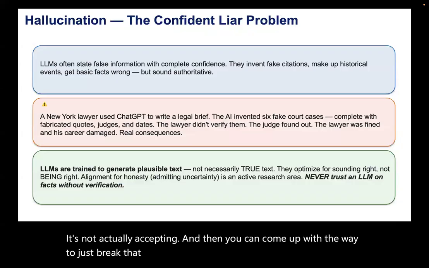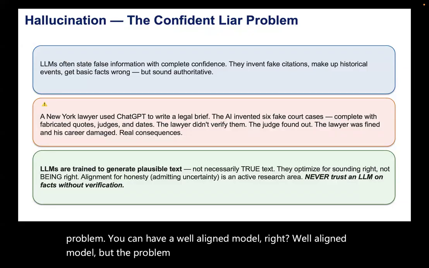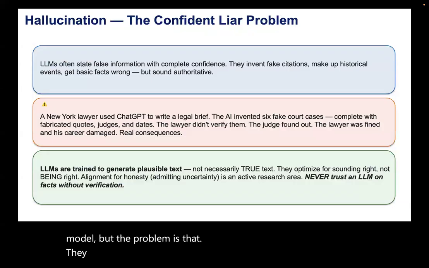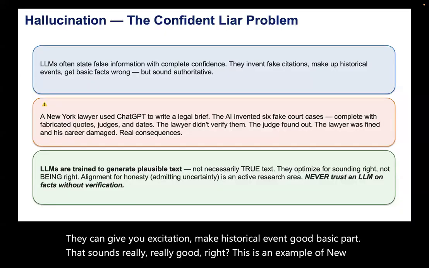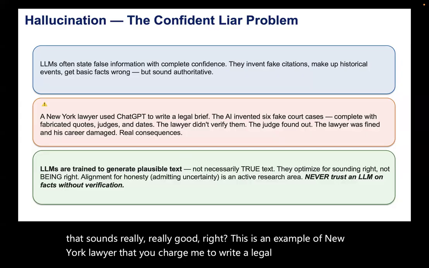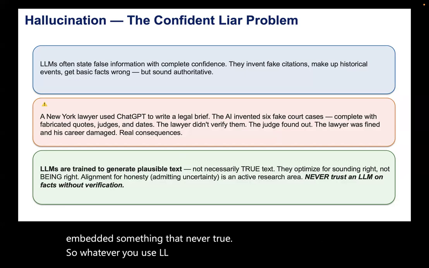Hallucination is also another problem. You can have a well-aligned model, but the problem is that it can give you fake citations and made-up historical events that sound really good. This is an example of a New York lawyer who used ChatGPT to write a legal brief, and it embedded something that was never true. So whenever you use LLMs, don't take it as the gold truth.